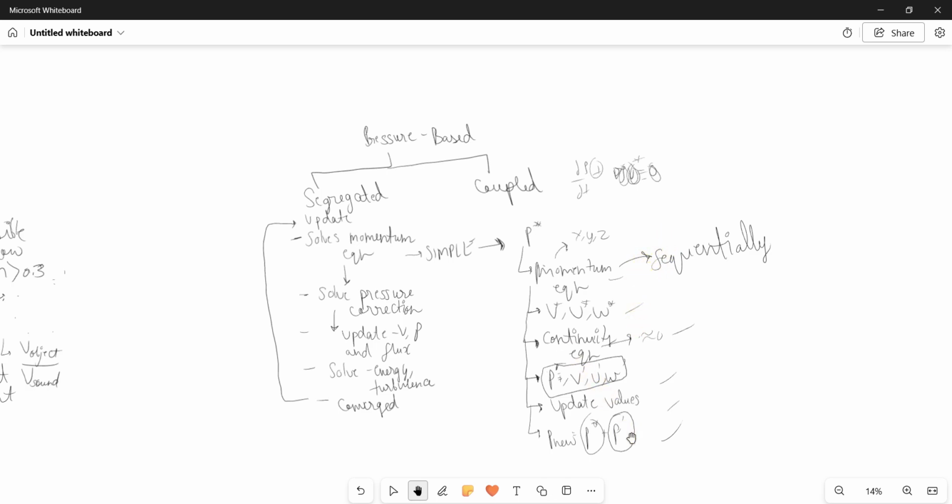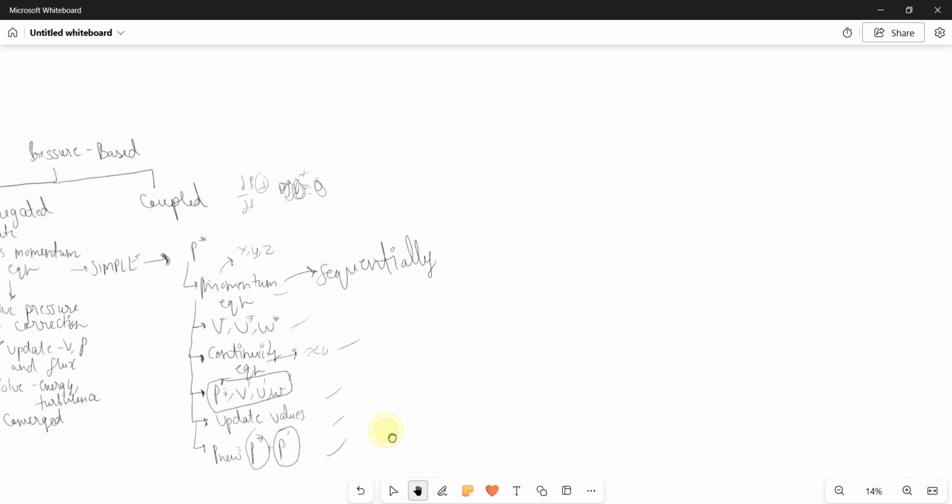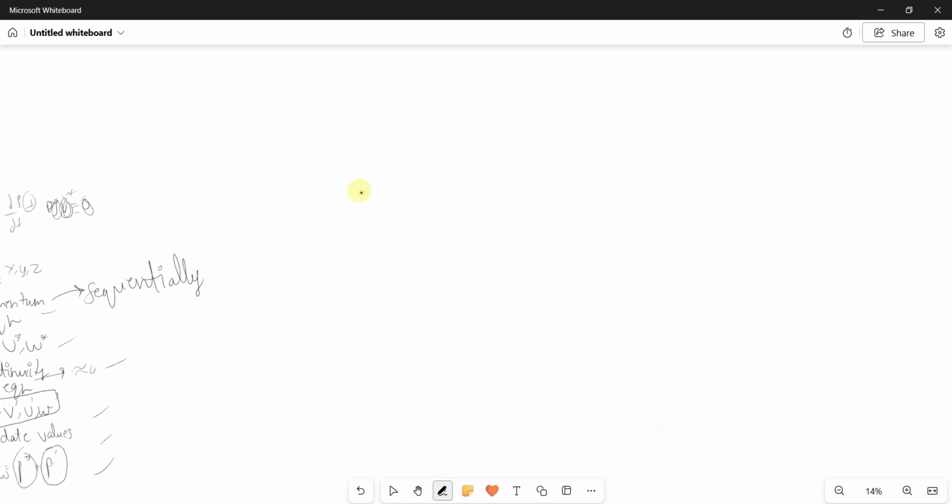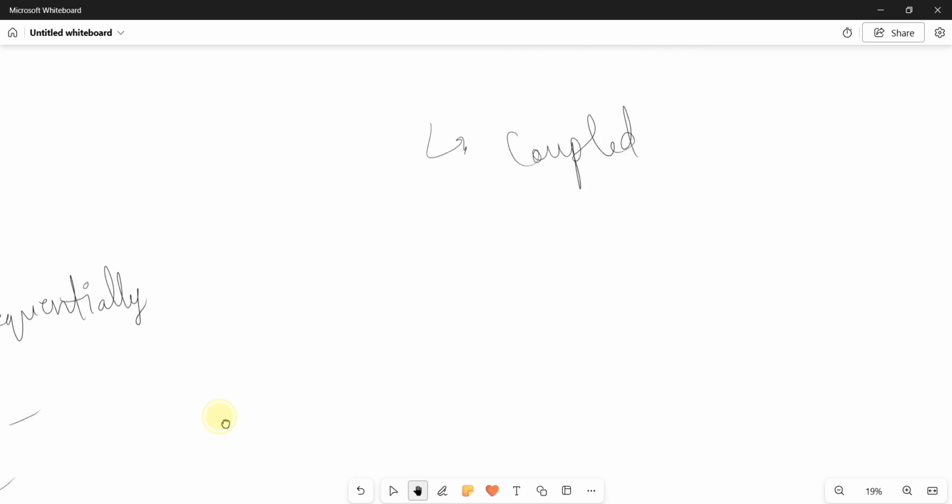Now moving on to the coupled form. So we checked what segregated was. So now checking what your coupled is. This is simple, as the name suggests itself. So I'll just zoom in a bit.